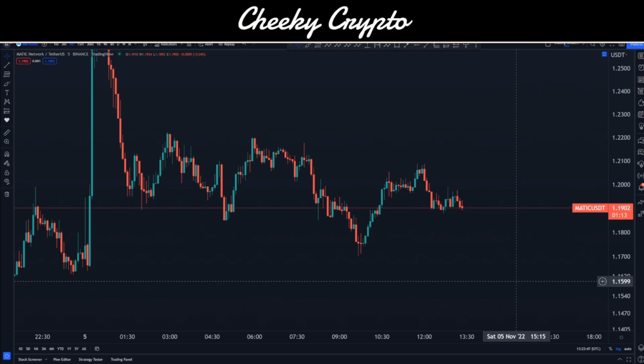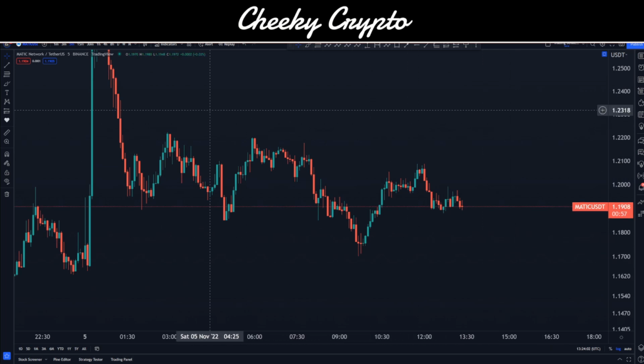Okay, let's dive into this. We'll assume that you've already got an account. And in this particular example, we're actually on Polygon's Matic and we're paired up with USDT. This is the 5-minute chart, right? This is where we want to start. So this strategy works best when we're on a 5-minute time frame.